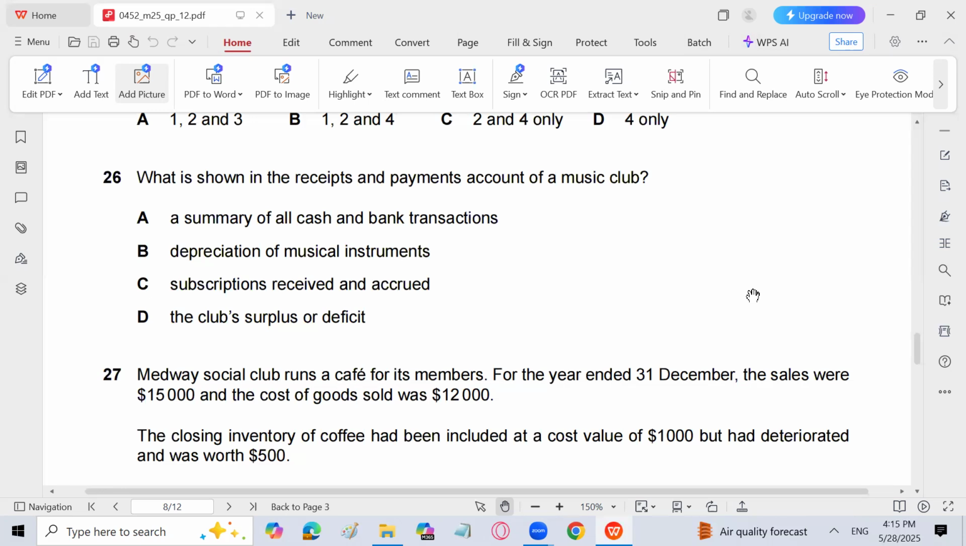Depreciation of musical instrument will come in the income and expenditure account. Subscription received and accrued, again, will come there. Accrued will not come in the receipt and payment account. Surplus or deficit will also not come. So A is the answer.